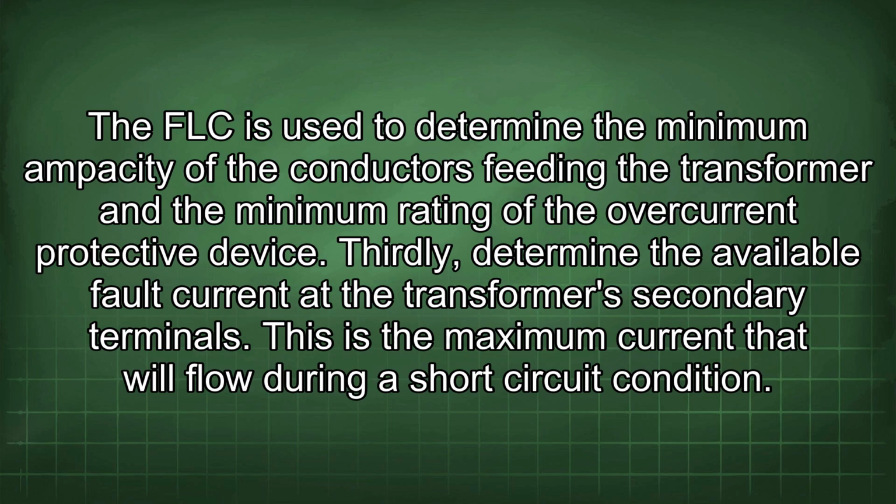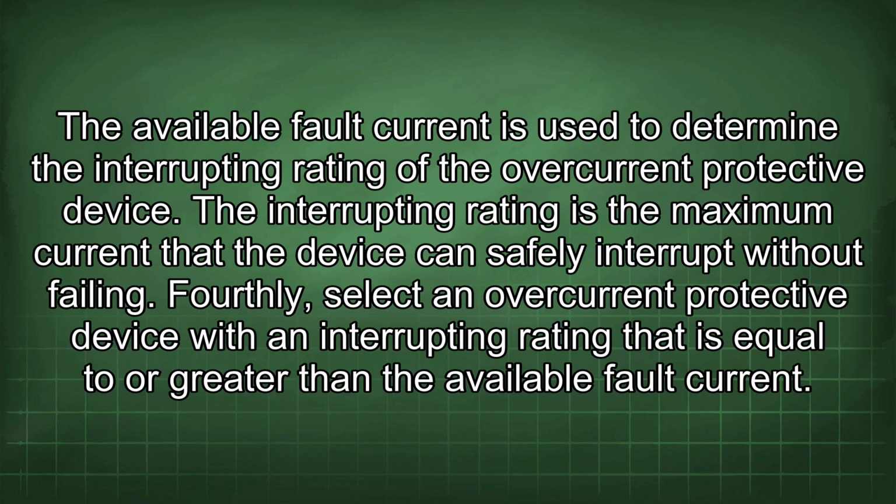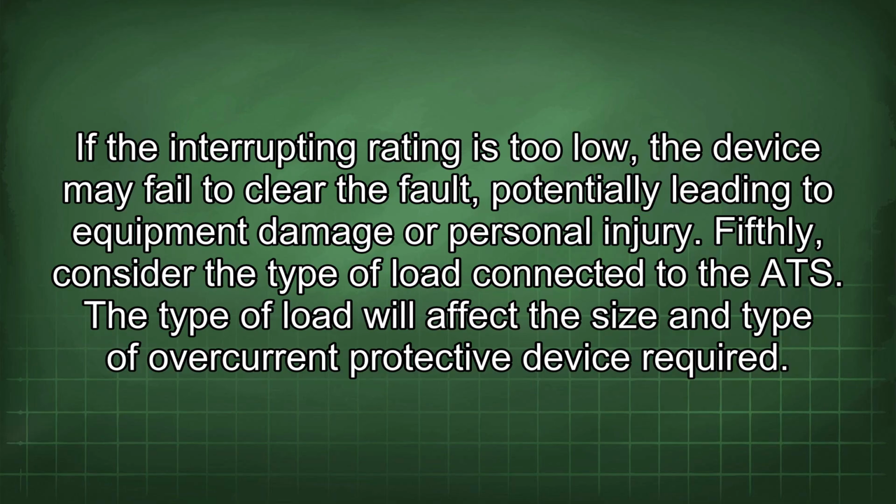This is the maximum current that will flow during a short circuit condition. The available fault current is used to determine the interrupting rating of the overcurrent protective device. The interrupting rating is the maximum current that the device can safely interrupt without failing. Fourthly, select an overcurrent protective device with an interrupting rating that is equal to or greater than the available fault current. If the interrupting rating is too low, the device may fail to clear the fault, potentially leading to equipment damage or personal injury.